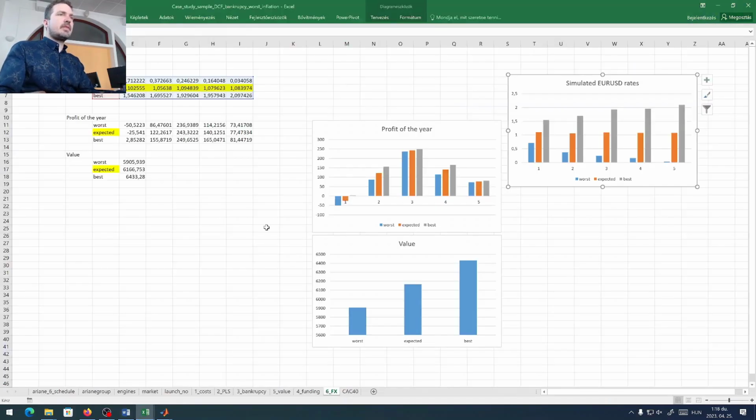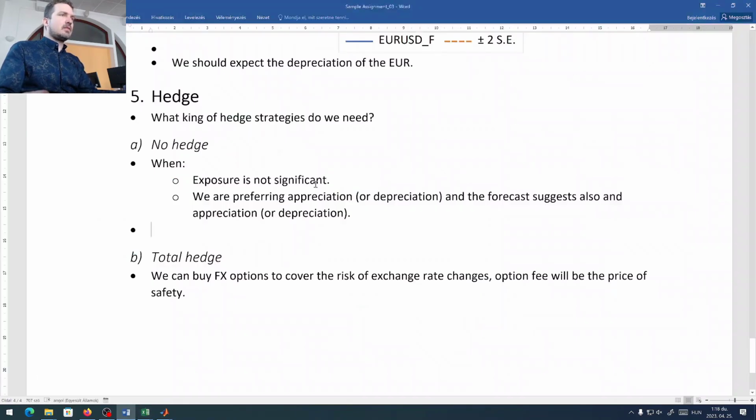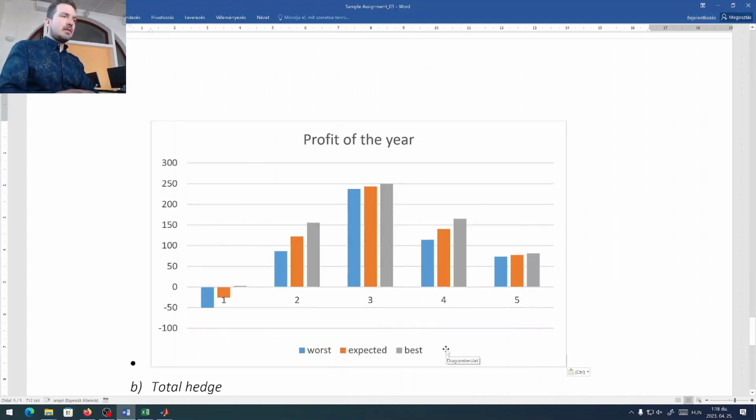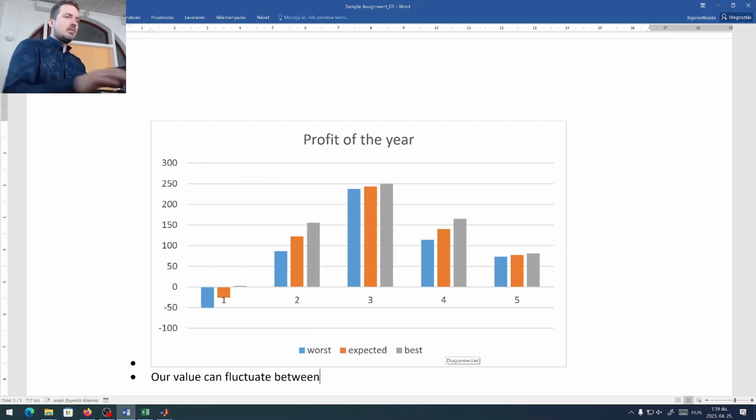So our profit can fluctuate between, let's see the numbers, and our value can fluctuate between some other values.